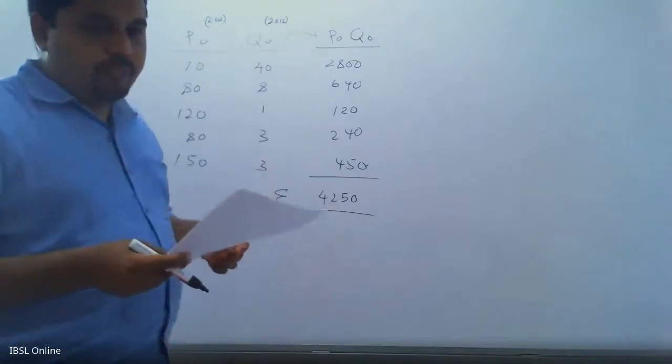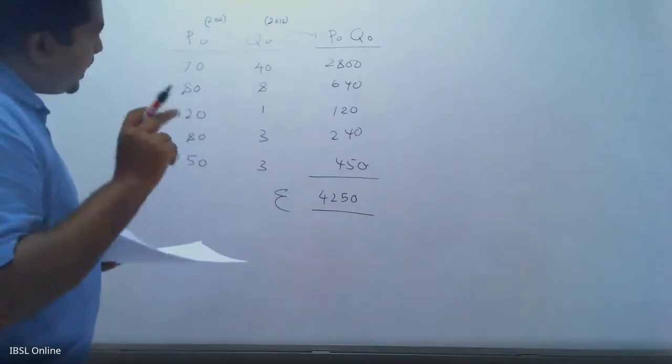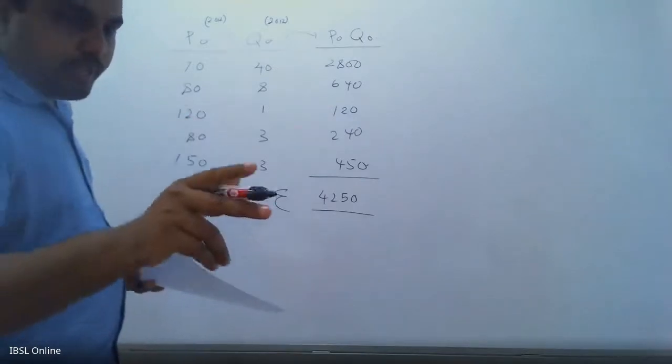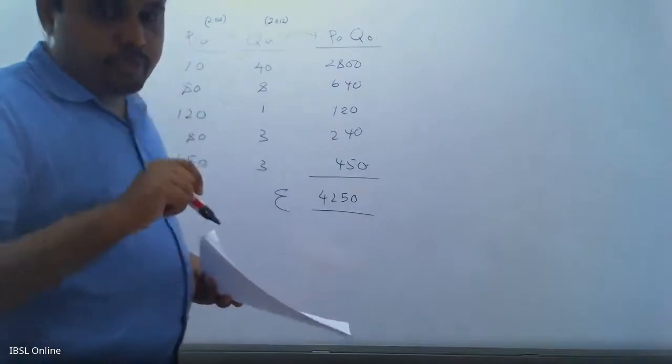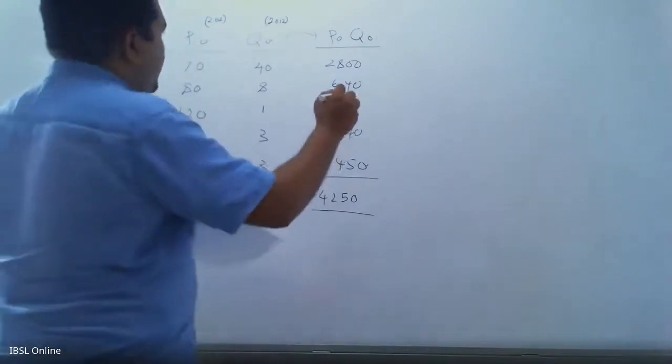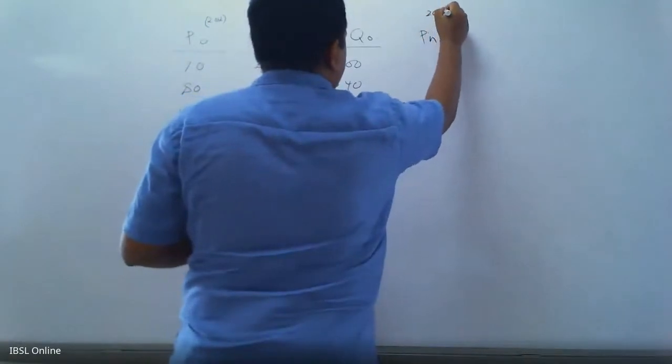Next, we have to calculate Pn Q0. Do we have the Pn? Yes, we do. We have the prices of year 2016. We write those points, Pn for 2016.